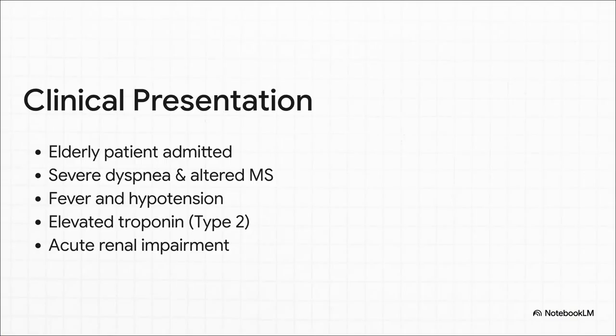All right, it's time to plunge into the field. Imagine this chart lands right on your desk. You've got an elderly patient admitted in severe respiratory and metabolic distress. They are dealing with severe dyspnea, altered mental status, fever, and hypotension. On top of that, labs show an elevated troponin, specifically type 2 demand ischemia, alongside acute renal impairment. That is a ton of clinical noise, and the very first diagnosis we select is going to change everything.